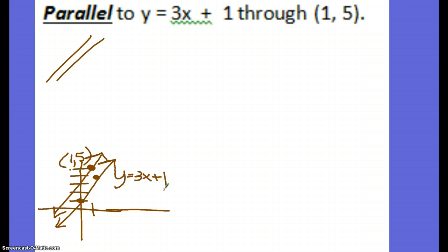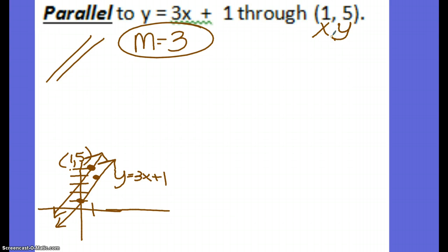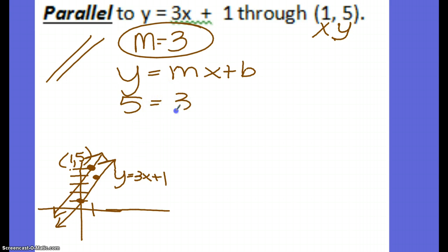So if we need it parallel, we need the same slope. We're going to use m is 3. We need it to go through the point, so there's x and y. We need that to be a solution. And y equals mx plus b, we're going to find that new y-intercept. So y is 5, m is 3, x is 1.